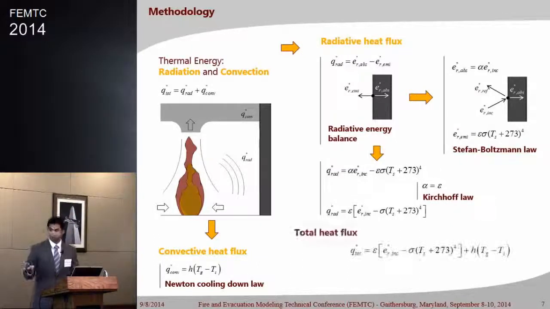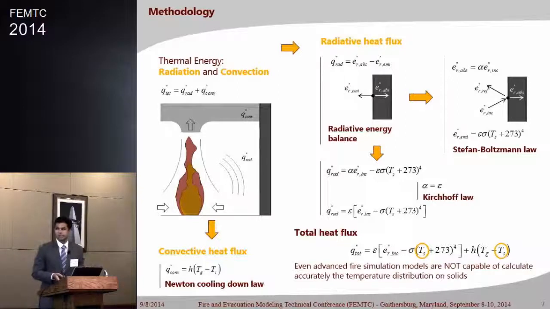Remember, summing those two parcels, we have the total heat flux. Unfortunately, even advanced fire simulation models like FDS are not capable of accurately calculating the temperature distribution of solids. So that's why it's hard to transfer just the total heat flux, and we will need another special treatment on the surface to transpose this barrier.